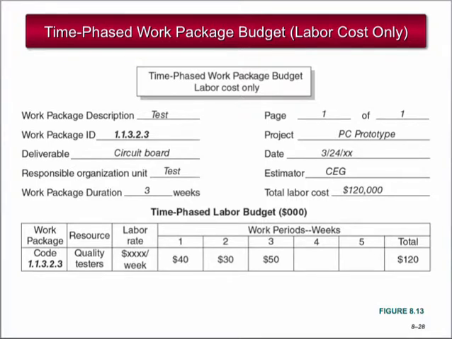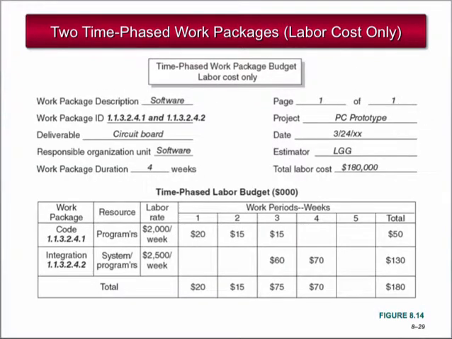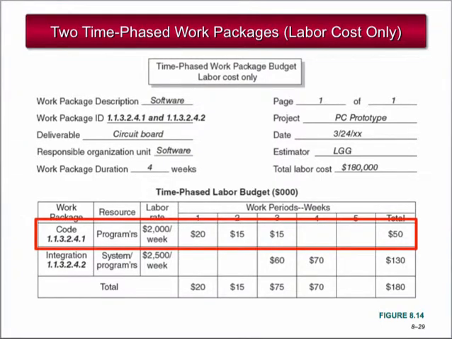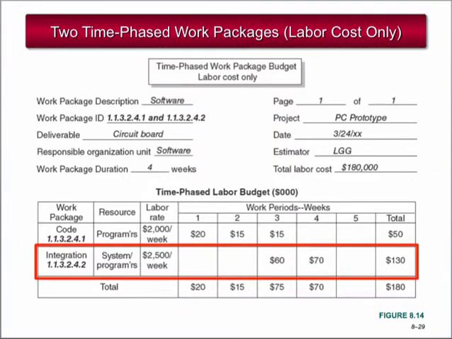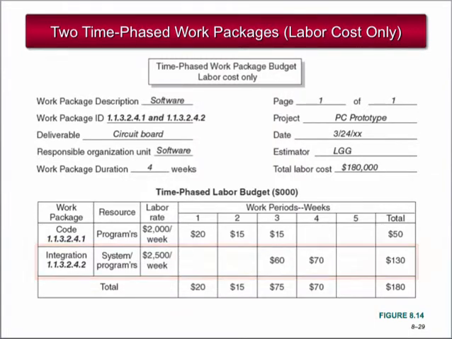It is the sum of all the cost accounts, each cost account the sum of the work packages in the cost account. This time-phased labor budget for 2 work packages are budgeted across work periods. It shows the cost for the programmer's labor over periods 1, 2, and 3, and also shows the cost for the system programmer's labor for periods 3 and 4. They are then totaled across the periods and down for a complete labor total.